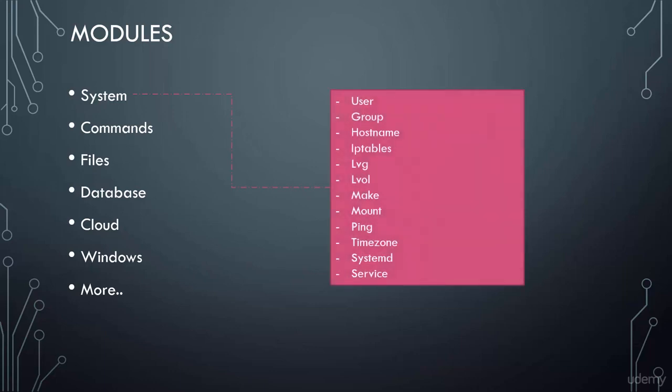System modules are actions to be performed at a system level, such as modifying the users and groups on the system, modifying IP tables and firewall configurations, working with logical volume groups, mounting operations, or working with services, for example, starting, stopping, or restarting services in a system.